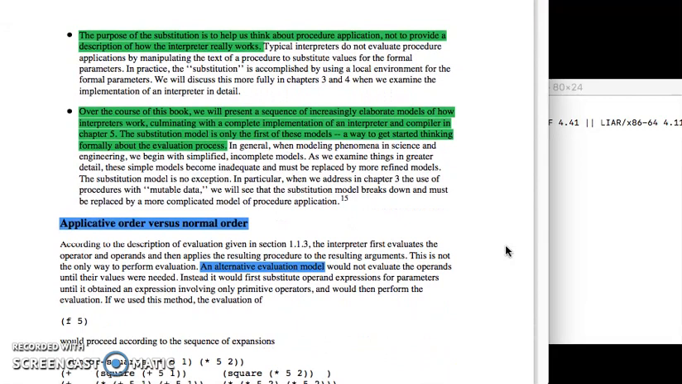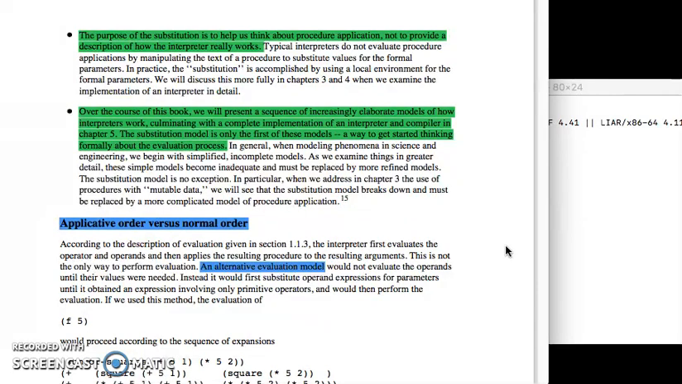The purpose of the substitution is to help us think about procedure application, not to provide a description of how the interpreter actually works. Typical interpreters do not evaluate procedure applications by manipulating the text of a procedure to substitute values for the formal parameters. In practice, the substitution is accomplished by using a local environment for the formal parameters. We will discuss this more fully in chapters 3 and 4 when we examine the implementation of an interpreter in detail.